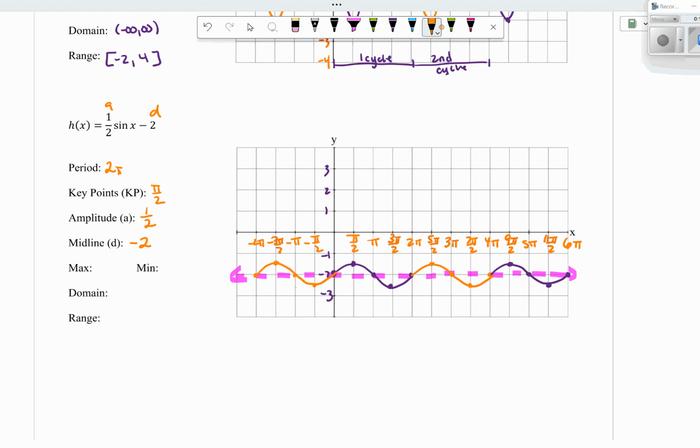That gives us 4 cycles on our graph. We can see that the maximum is at, let's see, maximum is at negative, what's that, 1.5? And then the minimum is at -2.5. So the domain's all real numbers, and the range goes from -2.5 to -1.5. And so that would be our graph. And again, if it helps you to do all the transformations starting from the parent graph and then doing a vertical compression by 1/2 and then moving it down 2, that's okay as well.